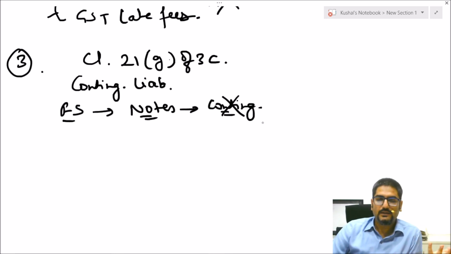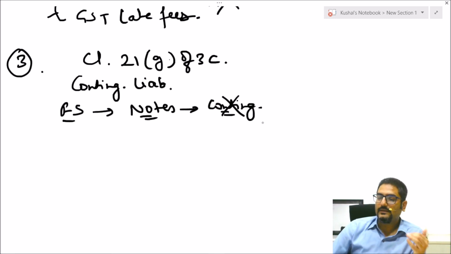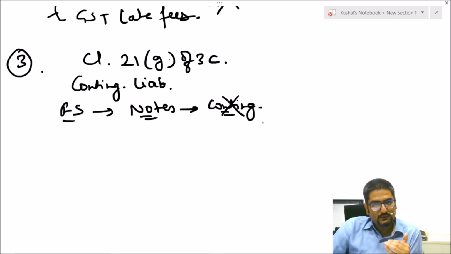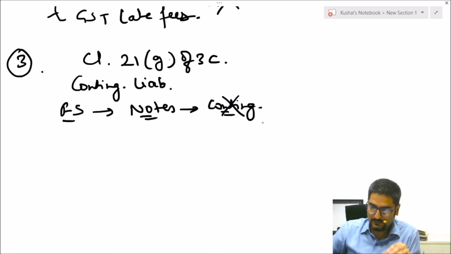The future will tell what stance the department would take in assessment proceedings, but clause 21G of 3C talks about the actual liability which is in the nature of a contingent liability, not the contingent liability which is disclosed in the notes to the financial statements. So please take care of this.